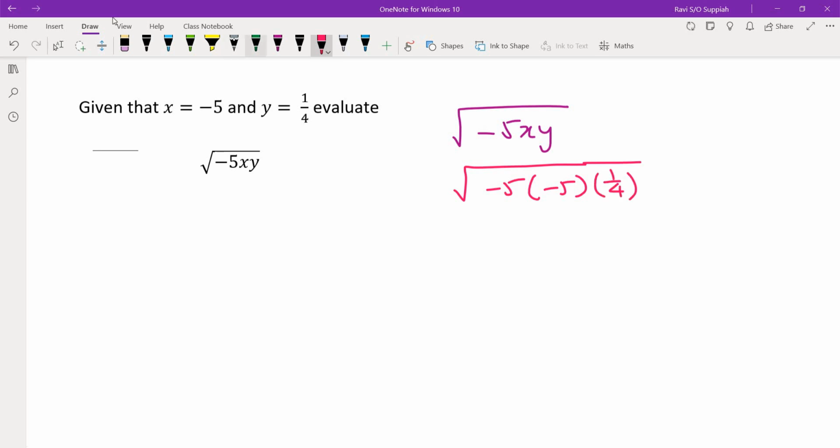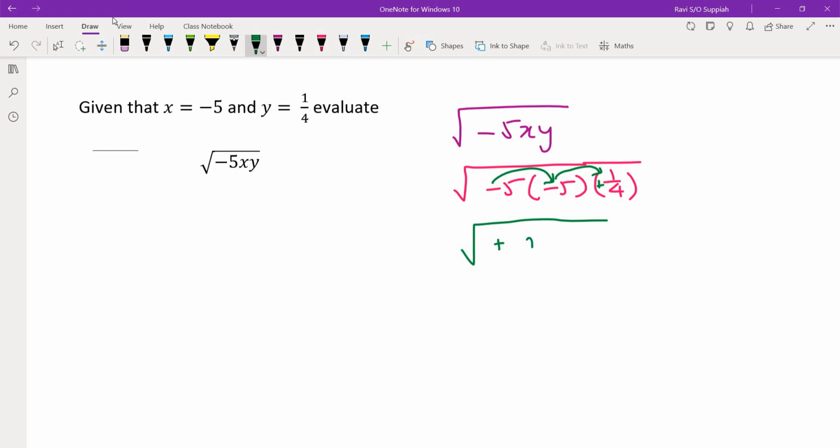Now let's look at the signs first. Minus multiplied by minus will give us plus. Here there's an implicit sign that is plus. So minus into minus is plus, and plus into plus is still plus. So the final sign here is positive. Let me write that first.